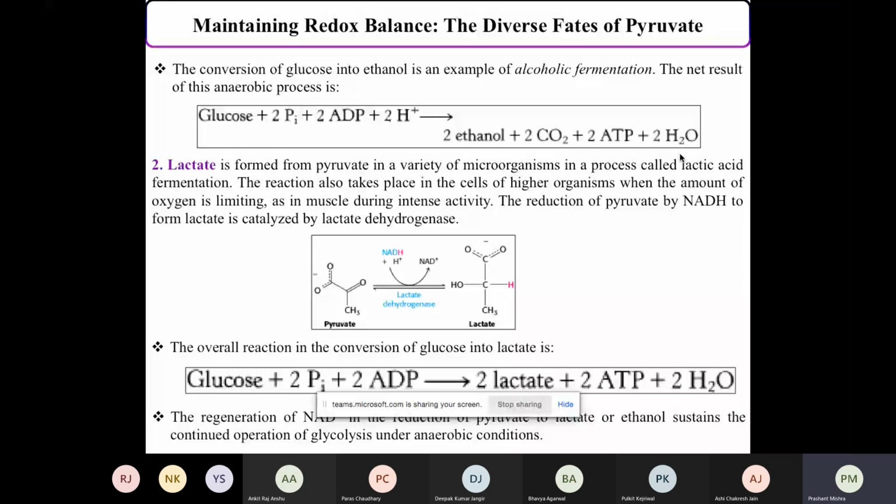So the overall reaction is that pyruvate will be converted into lactate in the presence of the enzyme lactate dehydrogenase, and this reaction again regenerates NAD+. So this reaction is important for continuation of glycolysis. If you do not have this reaction, you will not generate NAD+, and glycolysis will not happen. Same type of reaction as you have seen in the case of alcoholic fermentation. Glucose is converted into lactate, ADP is converted into ATP, and Pi is utilized in the process. The regeneration of NAD+ you have seen under the anaerobic process happening by formation of either ethanol or lactate.